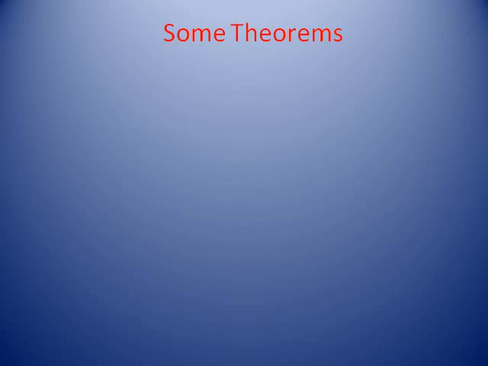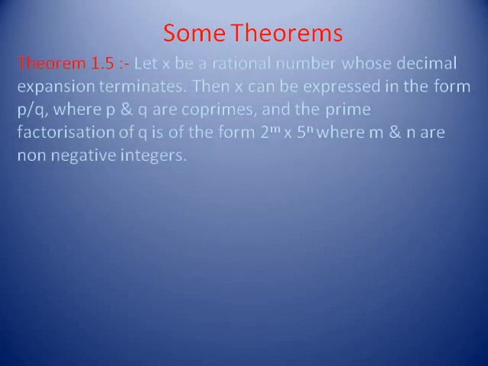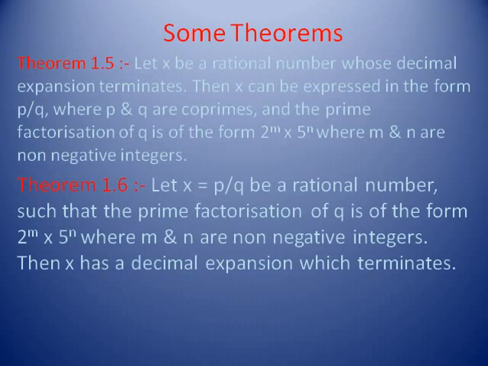Let us see what theorem 1.5 says. Let x be a rational number whose decimal expansion terminates. Then x can be expressed in the form of p by q, where p and q are co-primes and the prime factorization of q is of the form 2 to the power m into 5 to the power n, where m and n are non-negative integers. Now theorem 1.6. Let x is equal to p by q be a rational number such that the prime factorization of q is of the form 2 to the power m into 5 to the power n, where m and n are non-negative integers. Then x has a decimal expansion which terminates.